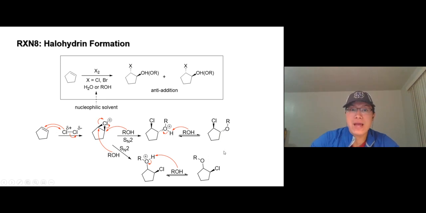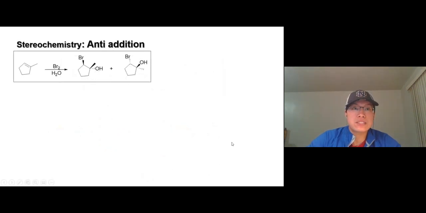Same mechanism, right? And what controls the stereochemistry? The halonium, the three-membered ring halonium intermediate right here. Let's see the stereochemistry of anti-addition. Same thing. The OH is going to go on the opposite side.